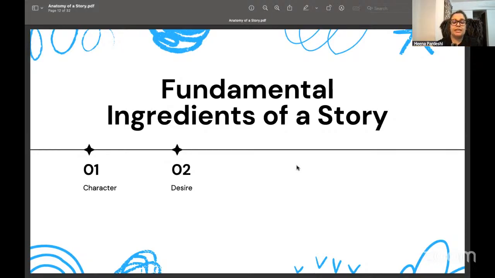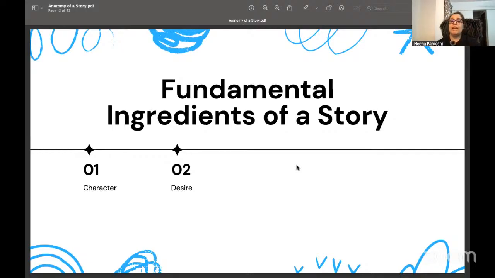Now, desire can be external, like a tangible goal. For example, winning a race or escaping the prison, or it can be internal, okay? An emotional or psychological need, say for redemption, for love, or trying to find their self-worth, and stuff like that.